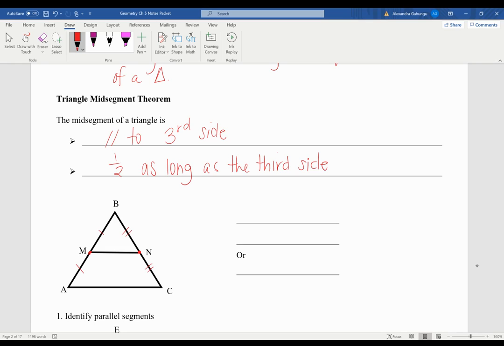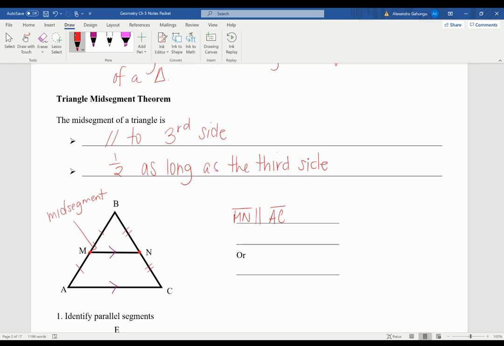Since MN, this guy, is our mid-segment, we'll label which side is parallel to that mid-segment and what's going to be half as long. So MN is going to be parallel to the third side, and we can see that it's the third side because M is part of one of our sides, N is in the middle of our second side, so the third side that it's parallel to is AC. And we'll label that. So these two are parallel.